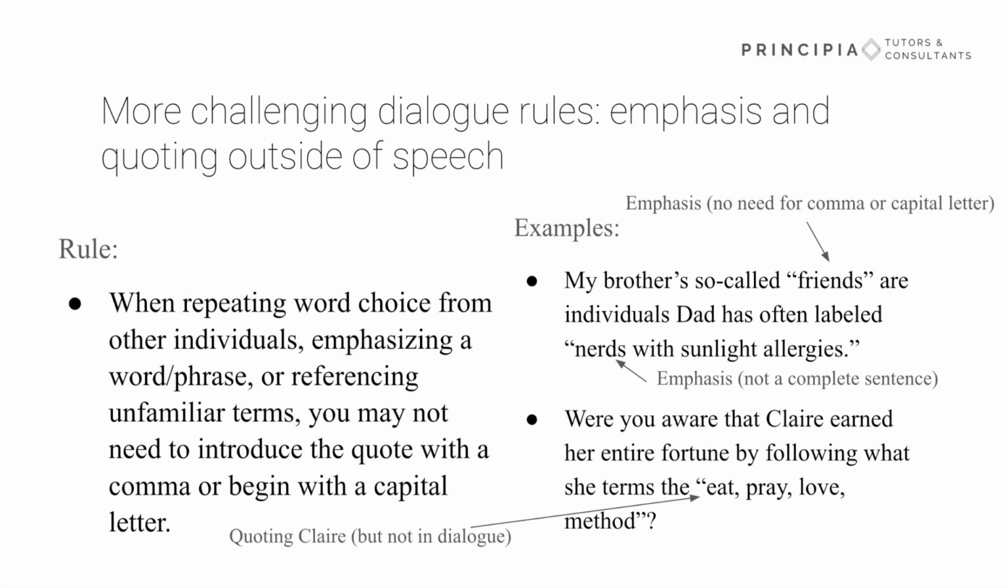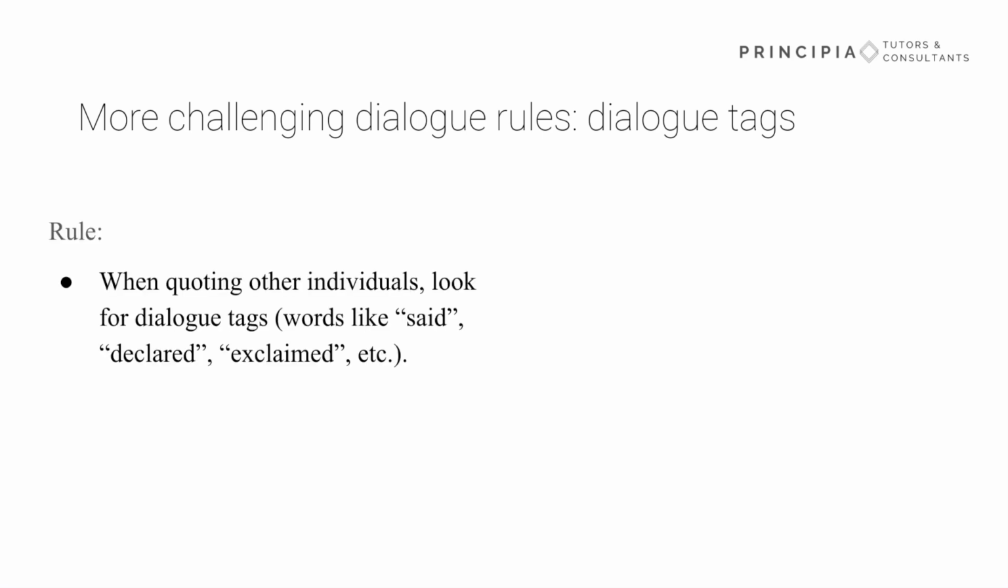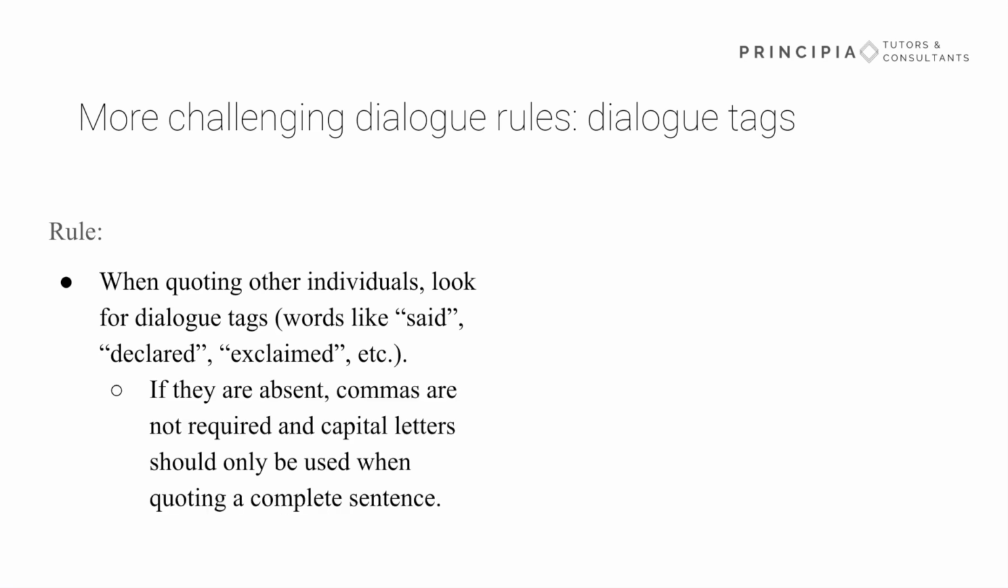The next thing I want to point your attention to is this placement of the question mark. The question mark going outside the quotation mark lets us know the whole sentence is a question, not what's being quoted specifically. All right, now dialogue tags. So when we quote other individuals, we should look for dialogue tags, words like said, declared, exclaimed, shouted, yelled, etc. If these are absent, commas are not required and capital letters should only be used when quoting complete sentences.